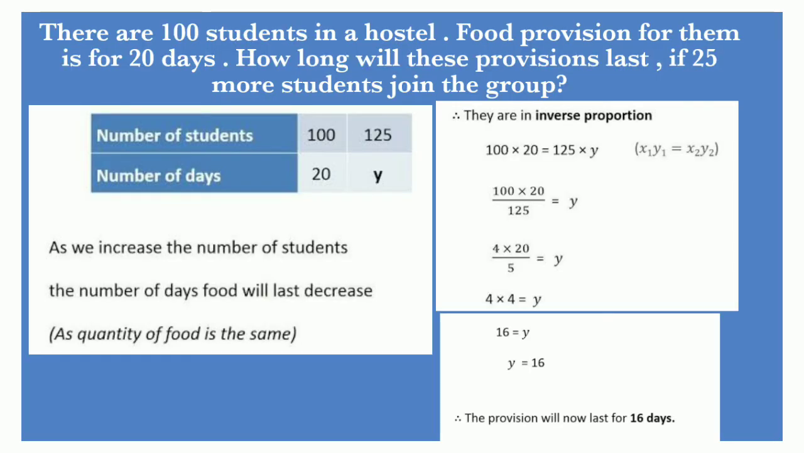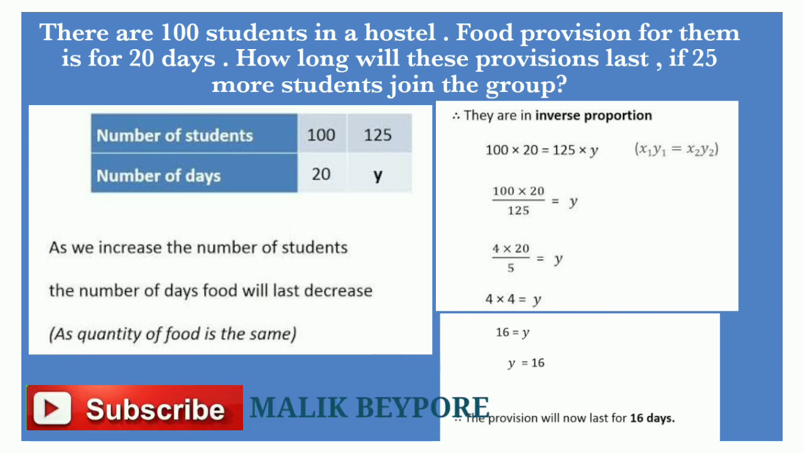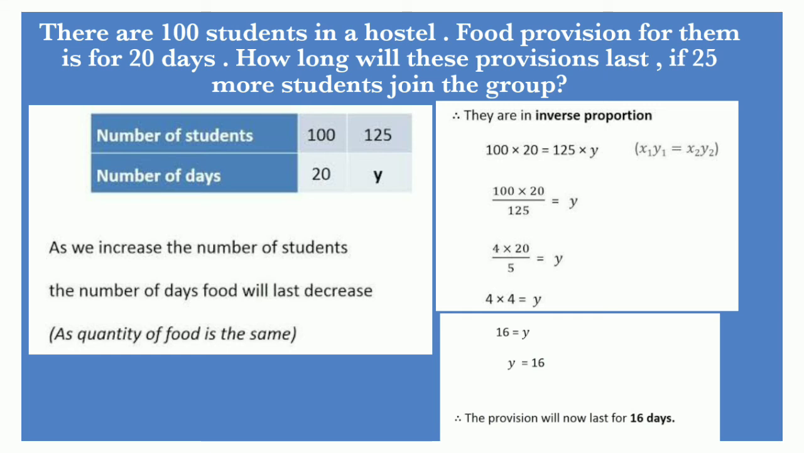The next question, there are 100 students in a hostel. Food provisions for them is for 20 days. How long will these provisions last if 25 more students join the group? So what is the situation? We increase the number of students. In the same way, the number of days the food will last decreases. That means first quantity is increasing, the second quantity is decreasing. That is in inverse proportion.